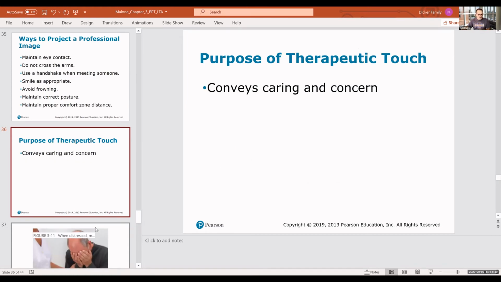Therapeutic touch and communication is very important. It conveys a feeling of empathy to the patient, right? Put yourself in somebody else's position, but it can also convey a sense of sympathy. I taught a class recently where I said, saying you're sorry for the situation that somebody is in shows a level of sympathy to a patient.